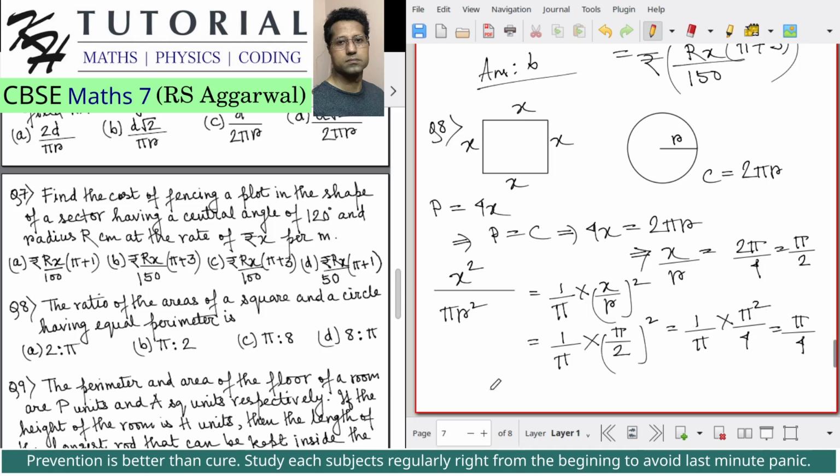So actually the answer should be pi by 4, and it is not given in the choices. It's my mistake. I have given the wrong choices for this problem. But in my opinion, the answer should be pi is to 4. If you think I've done anything wrong in the calculation or applied the concept incorrectly, then please feel free to let me know in the comment section.